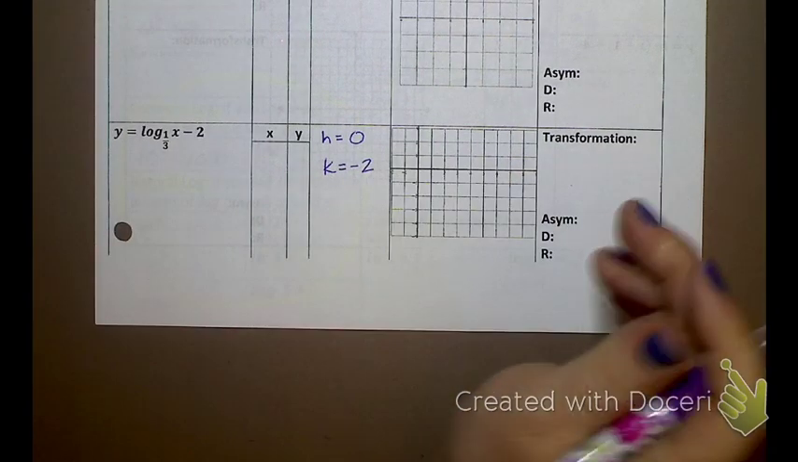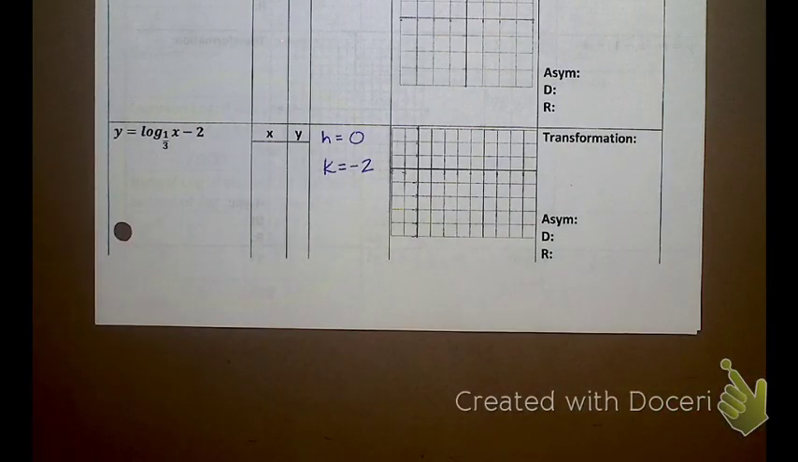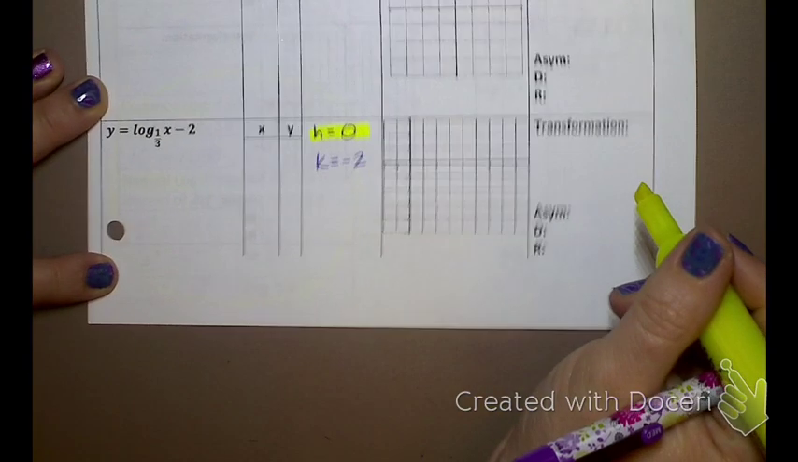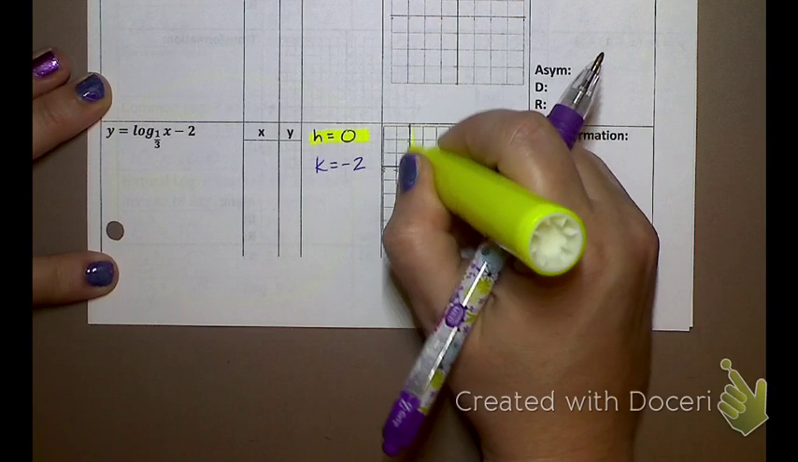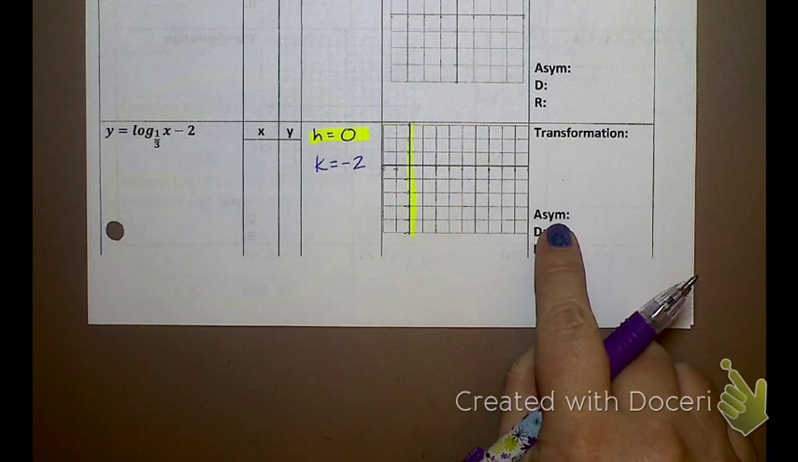-2. Notice I have not done any rearranging of anything. I'm just pulling out h and k. Which one is my asymptote? H. My asymptote is vertical through 0. And what would I write as the equation of my asymptote?